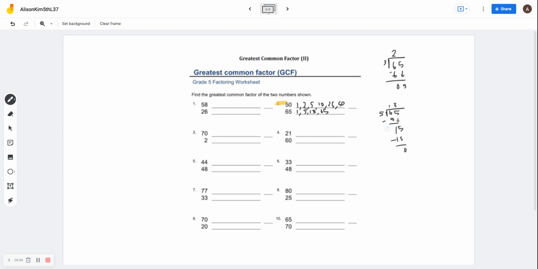Now, once again, we're going to look for the factors that these two numbers have in common. Once again, there's 1, like always. And it looks like there is a 5. And since we know that everything has a factor of 1, we're going to discredit this, and we're going to go along with the 5. So our 5 is our GCF for our numbers of 50 and 65.